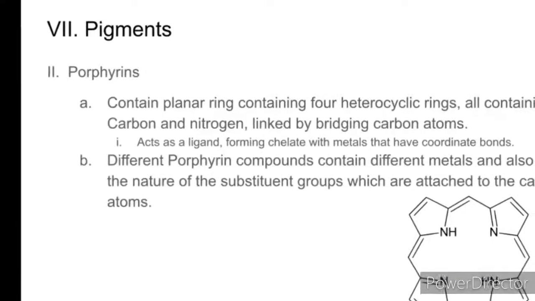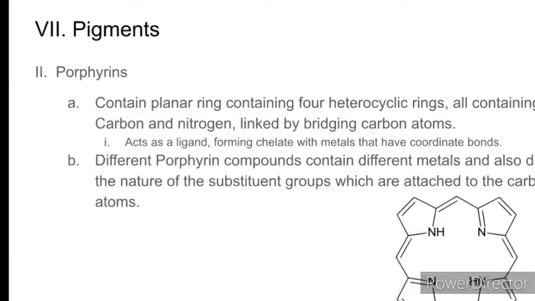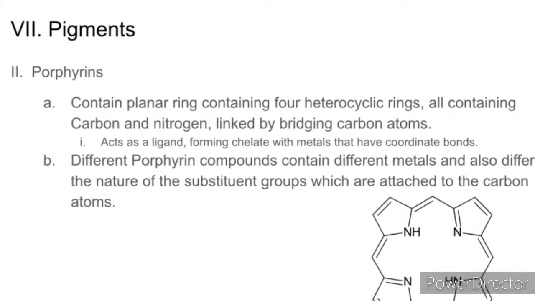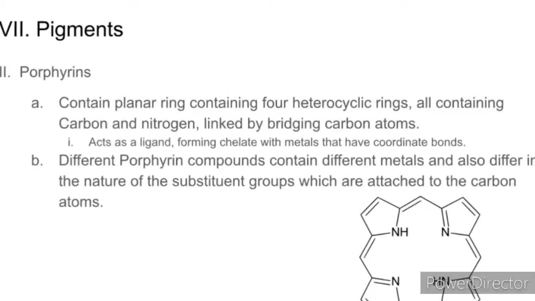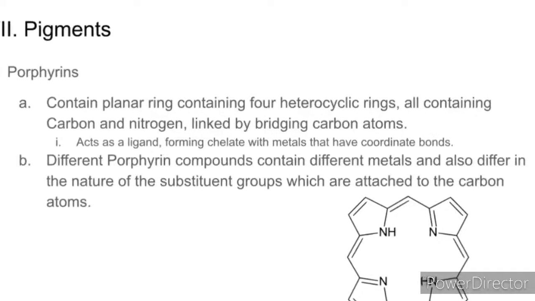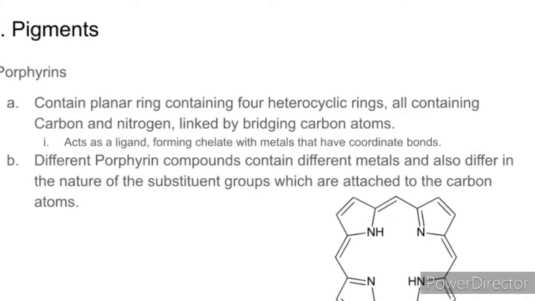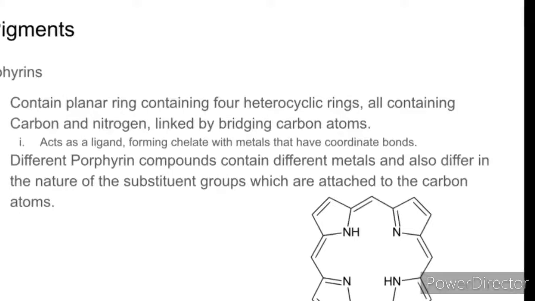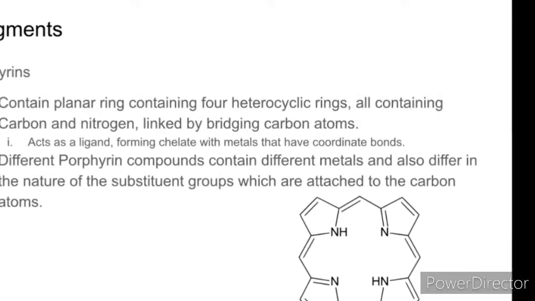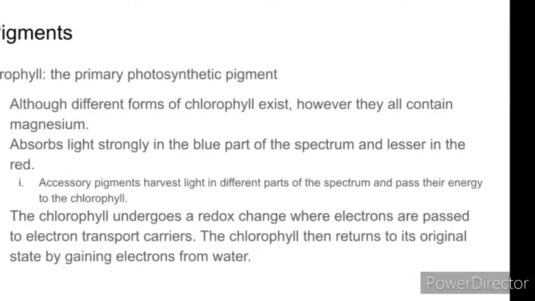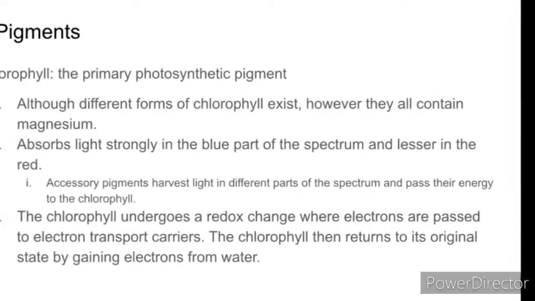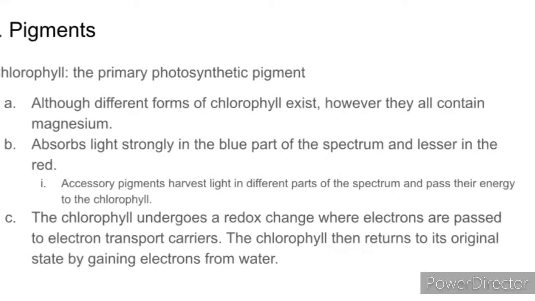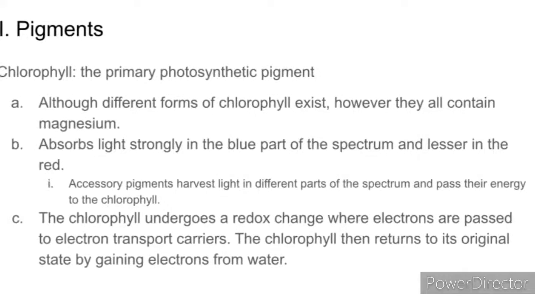Next, we're going to talk about porphyrins. These contain a planar ring containing 4 heterocyclic rings, all containing carbon and nitrogen, and are linked by bridging carbon atoms. It acts as a ligand, forming chelates with metals that have coordinate bonds. Different porphyrin compounds contain different metals and also differ in the nature of the substituent groups that are attached to the carbon atoms. Chlorophyll is the primary photosynthetic pigment found in plants. Although different forms of chlorophyll exist, they all contain magnesium, which is key.